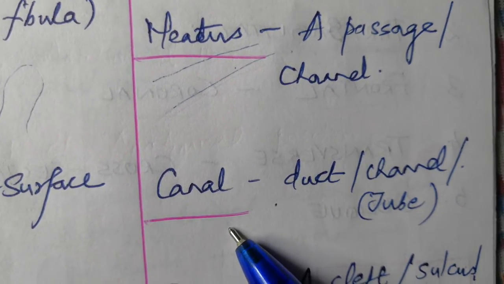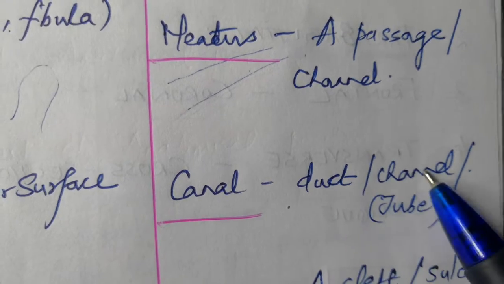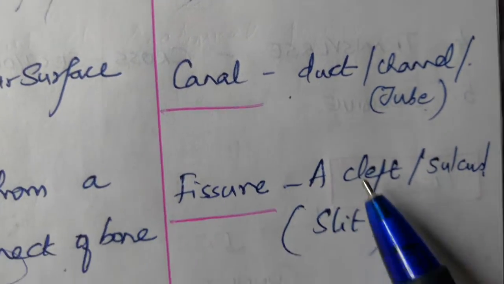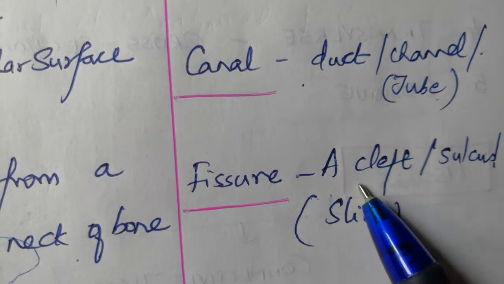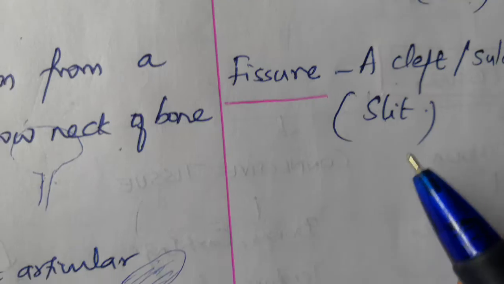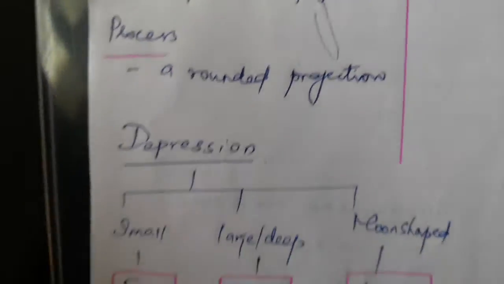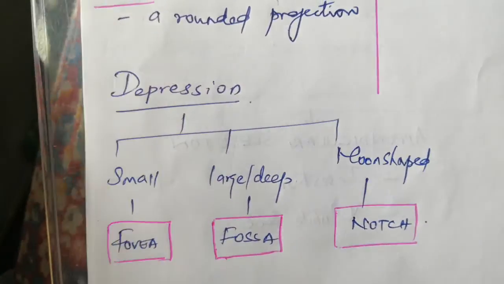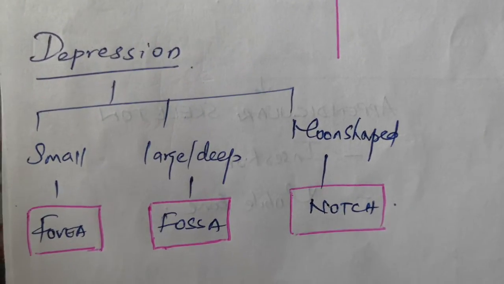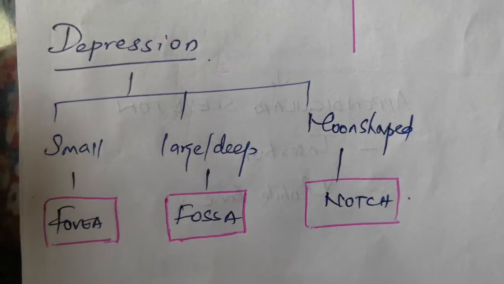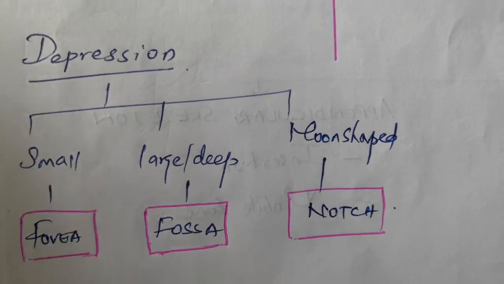Duct, or canal, means a channel-like or tube-like structure. Fissure means a cleft or a slit. Next we will be seeing about depressions in the bone. When the depression is small, we call it a fovea. Whenever it is large and deep, we call it a fossa. When it is moon shaped, we call it a notch.